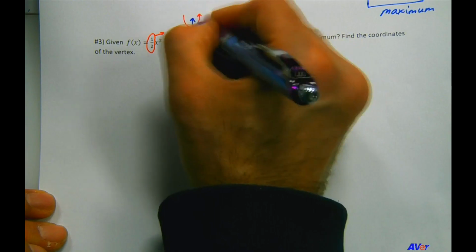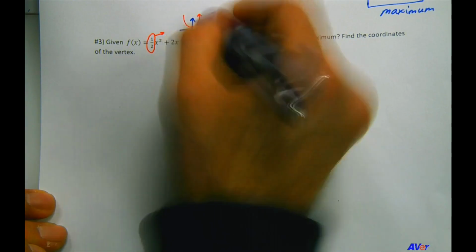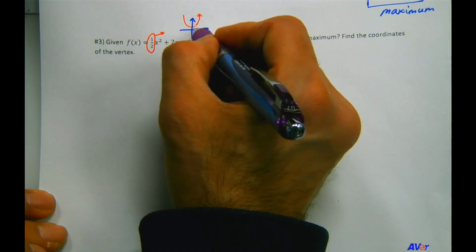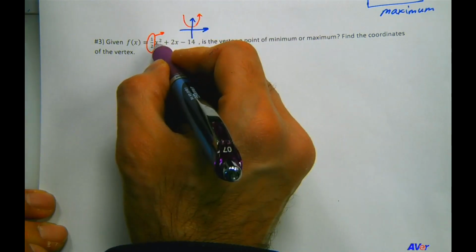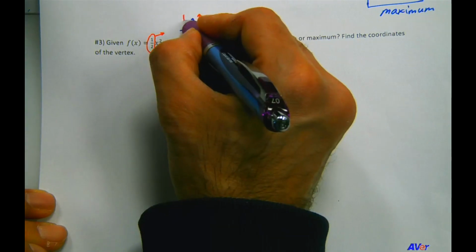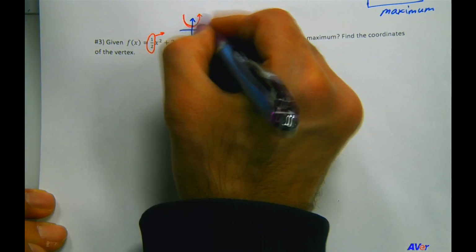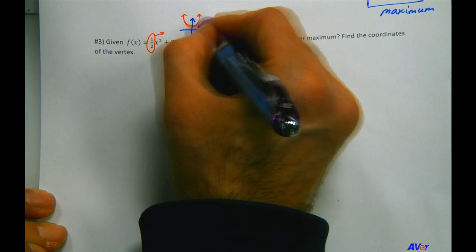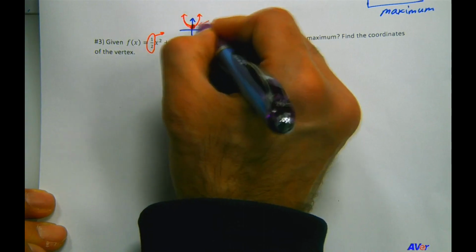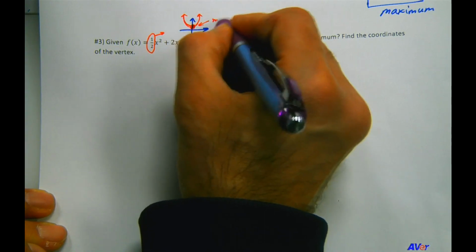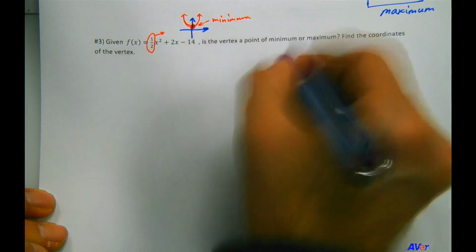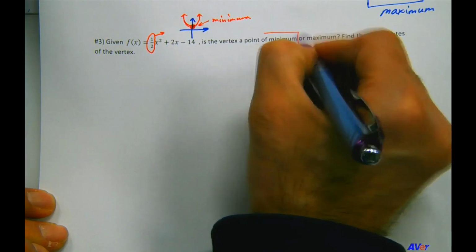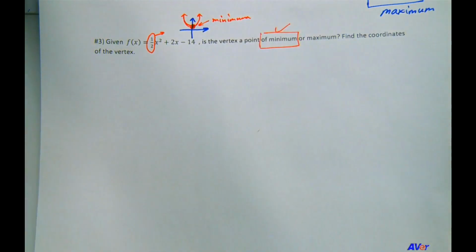This graph is just random. That's not the point. I don't mean to draw this graph perfectly. The point I'm making is that when that coefficient of the quadratic term is positive, your quadratic function graph is going to look like this kind of shape, which means it's going to have a minimum point. In this case, we have a minimum.